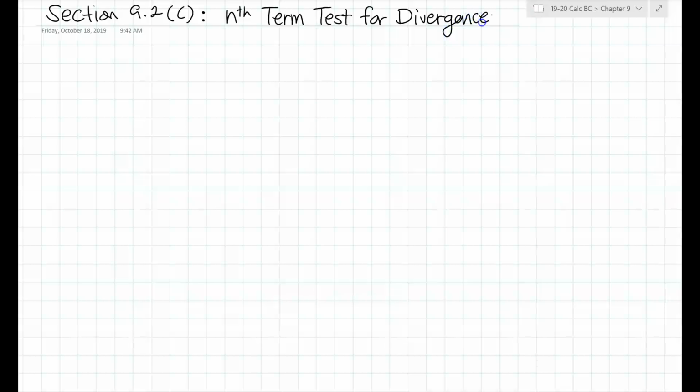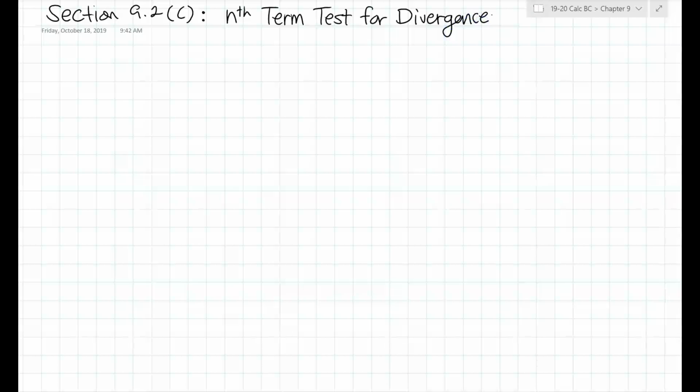All right, so this is section 9.2. Yeah, it is 9.2, right? Yeah, 9.2, part C. All right, and we're just going to call it the nth term test for divergence. Should be a relatively quick lesson, okay?